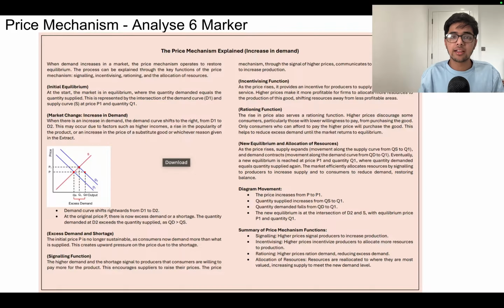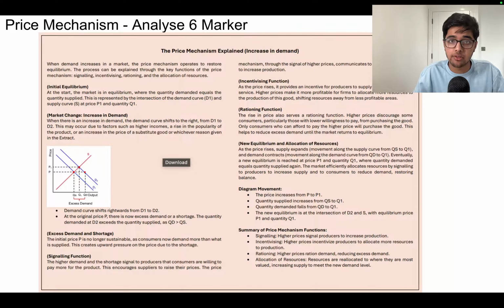Market change. Let's say there's an increase in demand. When there is an increase in demand, the demand curve will shift to the right, from D1 to D2, also seen in the diagram. This may occur due to factors such as higher incomes or a rise in the popularity of the product, but you have to use the extract and make sure to say, as seen in the case study, as this will get you those application marks and make it easy for your examiner.